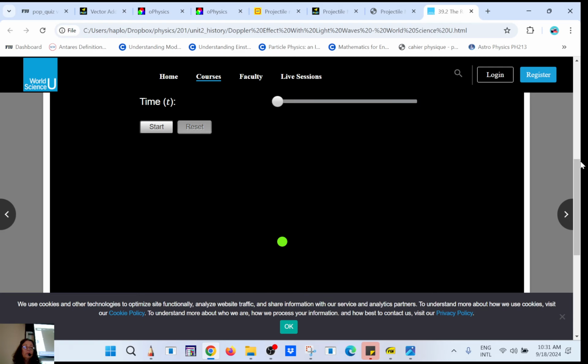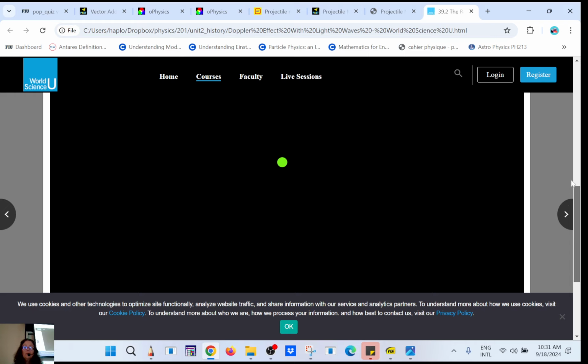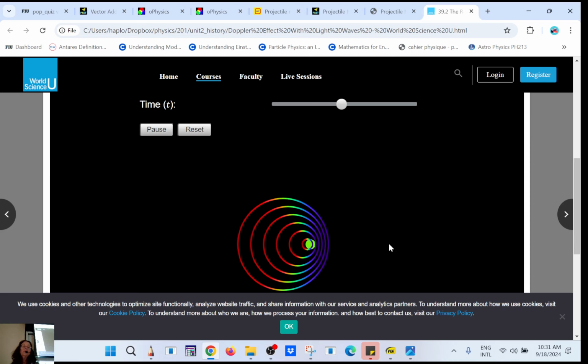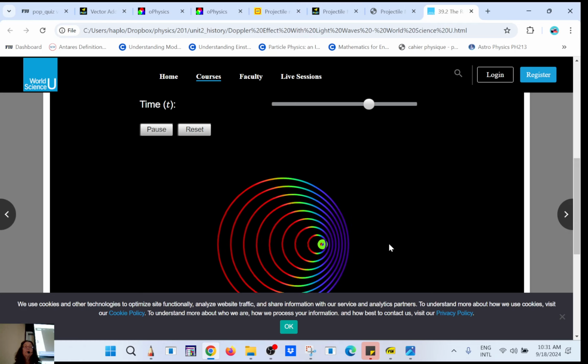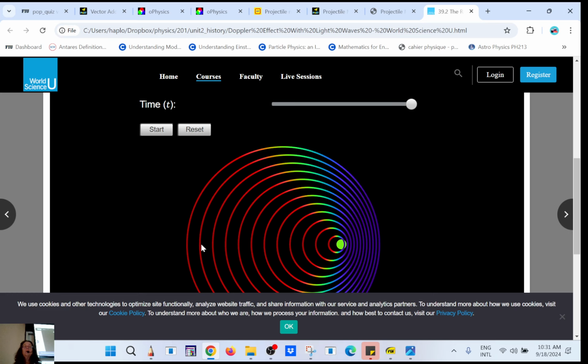But now, if the source is moving, so we're going to make the source move, what's going to happen? You see, if you are here, the source is coming towards you. You're going to see blue. You think the source is blue. If you are behind, and it's moving away from you, it's going to be red. So moving away, red shifted; toward you, blue shifted.